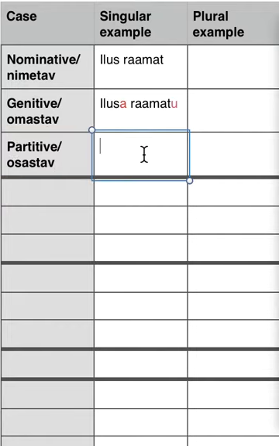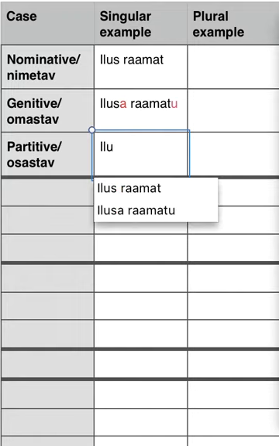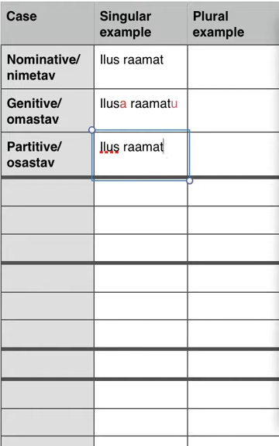And we're going to take the base word again, which is ilus and raamat. But as we already know, it is not enough because this is still in nominative, but we need to put it into partitive. Now, in partitive, we're going to be using the base that we got from genitive, which means ilusa raamatu. Now, we're a step closer to turning this word into partitive. But right now, it's still in genitive.